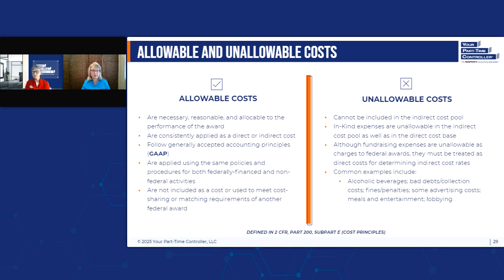Always read your award documents for how the awarding agency is interpreting the guidance. So even if uniform guidance says a cost is unallowable, such as advertising or meals and entertainment, if a federal award budget is approved with those costs included, they become allowable costs, but for that award only. Understanding the distinction between allowable and unallowable costs is essential for accurate and compliant indirect cost rate calculations. This ensures that your organization can recover the appropriate amount of indirect costs while adhering to federal guidelines.